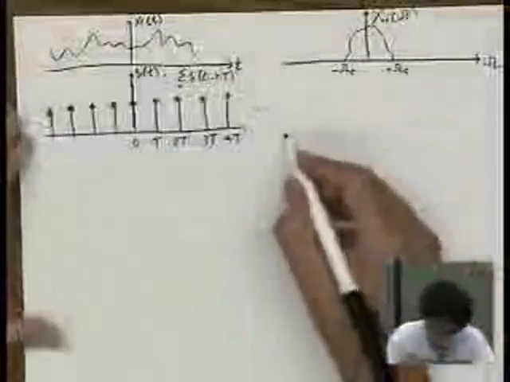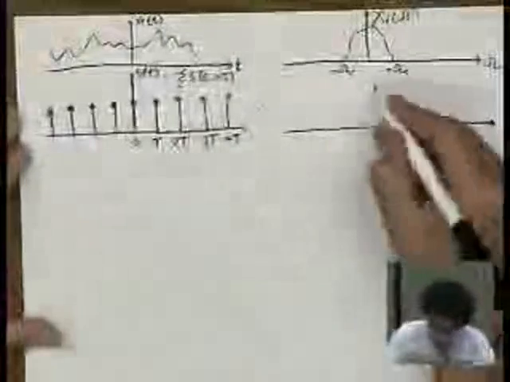And then out comes, how about the Fourier transform of this guy, S of omega? What is it?